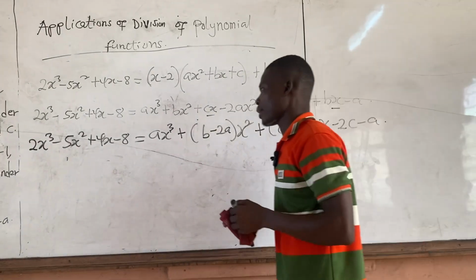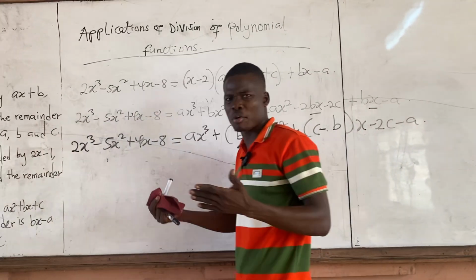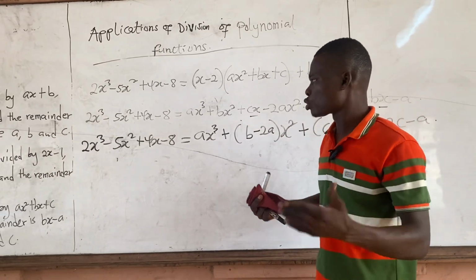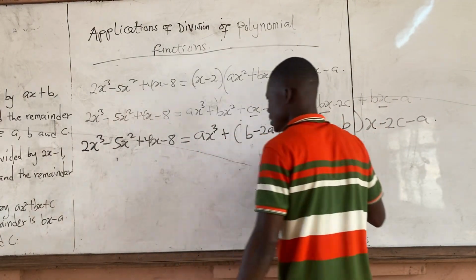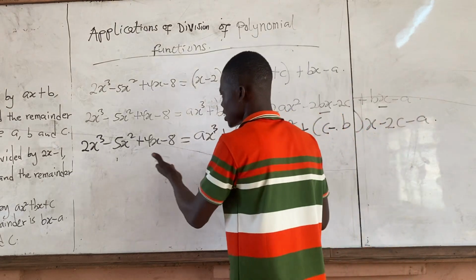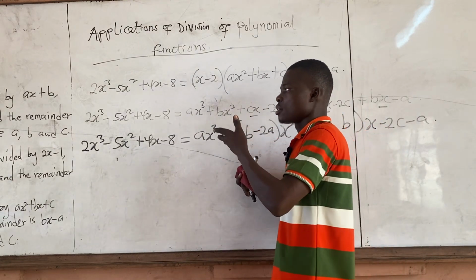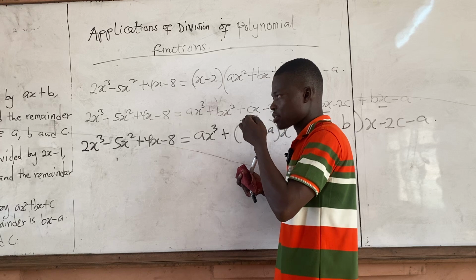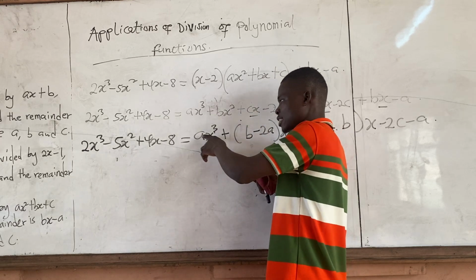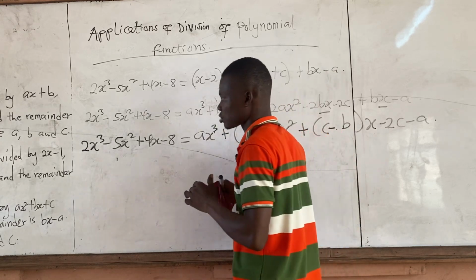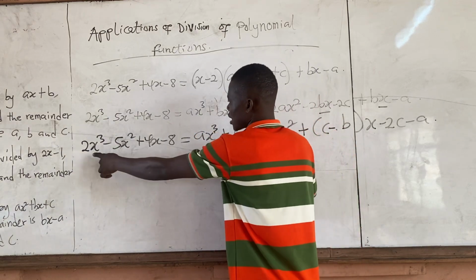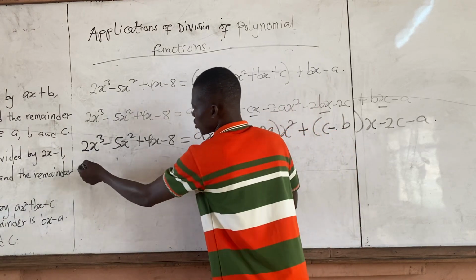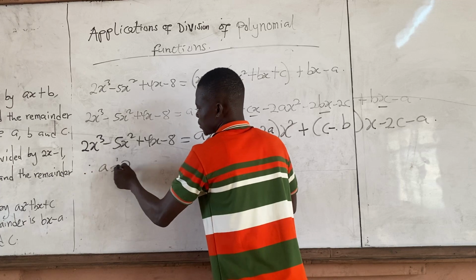So now let's compare. By comparison, let's compare both sides of the equation. So through your observation, check the left side of the equation and the right side of the equation. Check the coefficients. We are comparing the coefficients using the exponents of the variables. So here is x cubed, here is x cubed. Therefore, the coefficients are the same. So we have a is equal to 2.